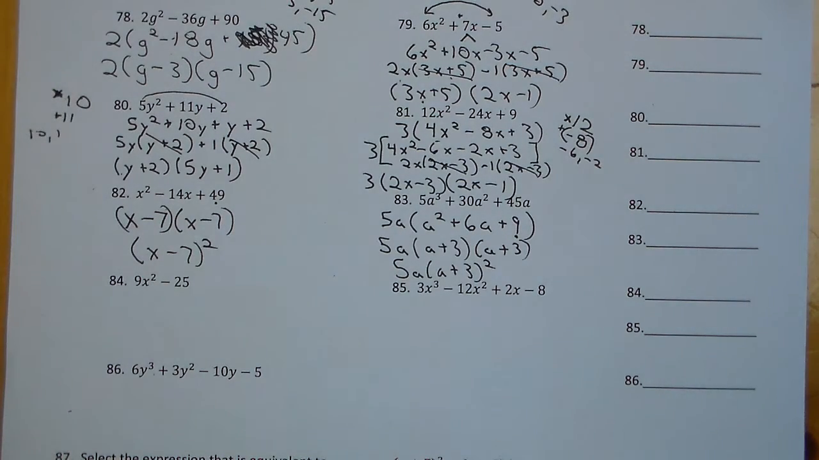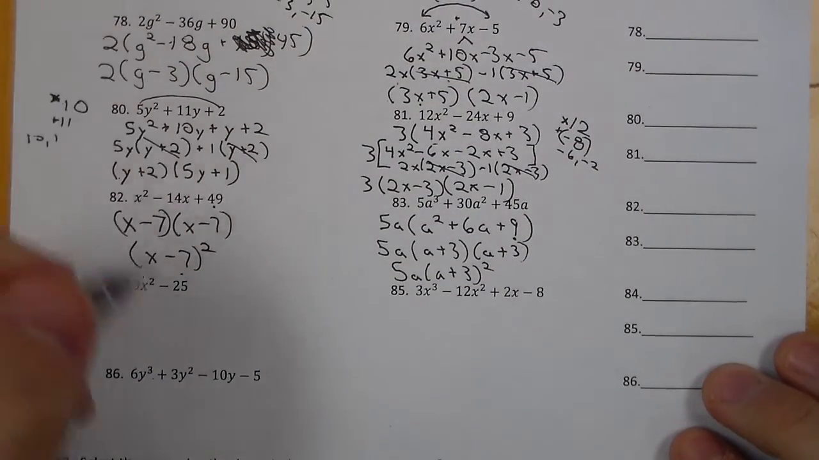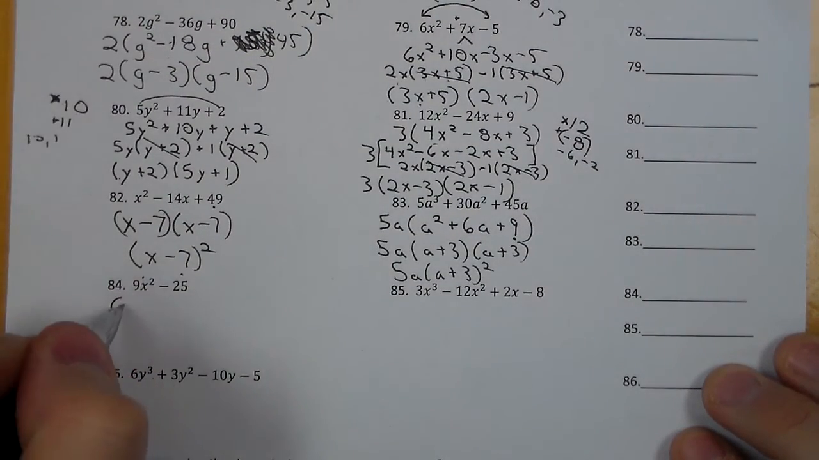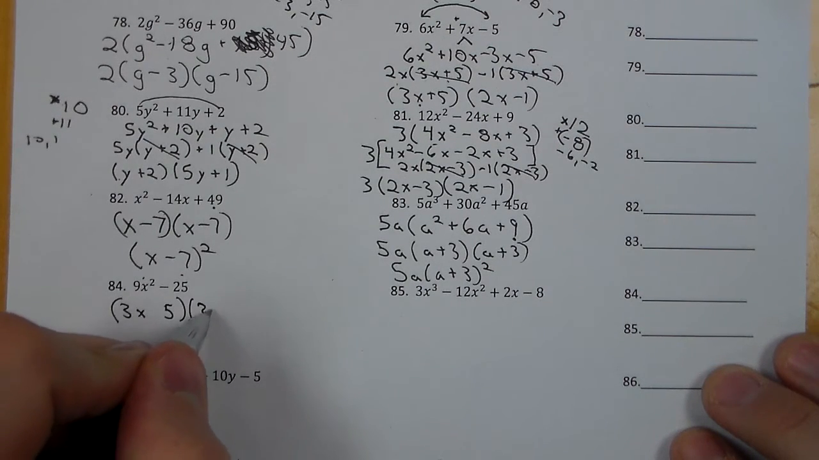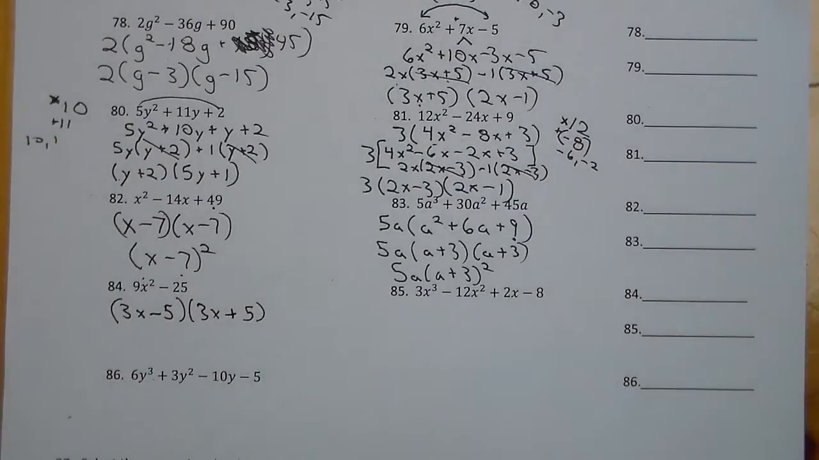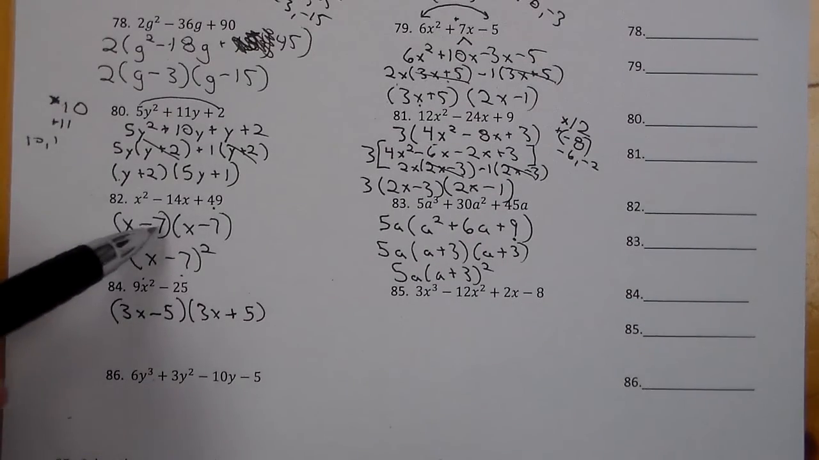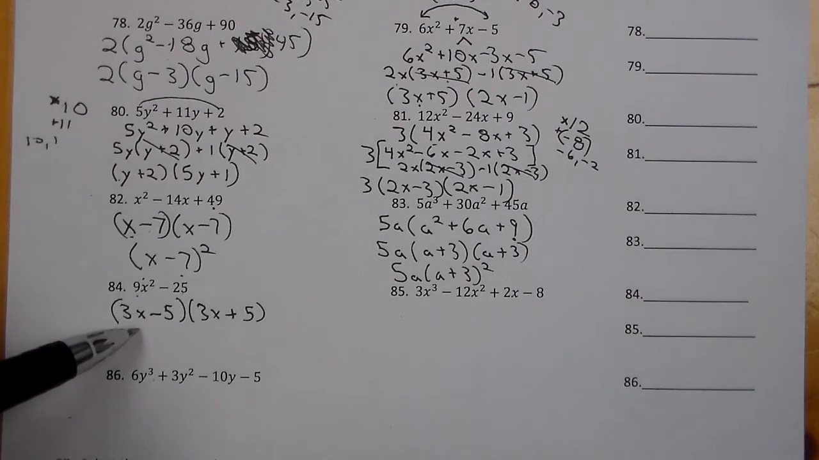Number 84 only has two terms, but it has a square there. That is a difference of two squares. If these two are squares, it's going to be the square root of them, which is 3x and 5. But we said difference of two, so it's going to be a minus and a plus when you do those two. It splits out to that. They are not the same. If they were the same, they would have had three terms, like numbers 82 or 83. It's when it's a square minus a square, it becomes these two. It's just a pattern we need to recognize, we need to find as we go through.